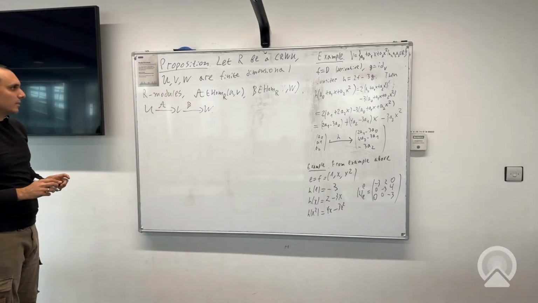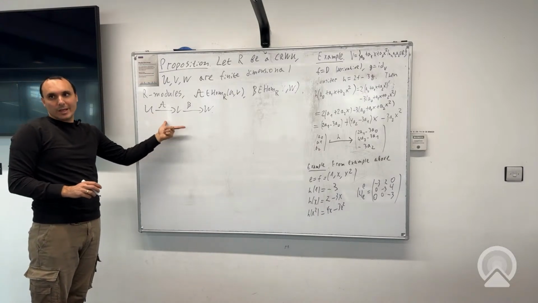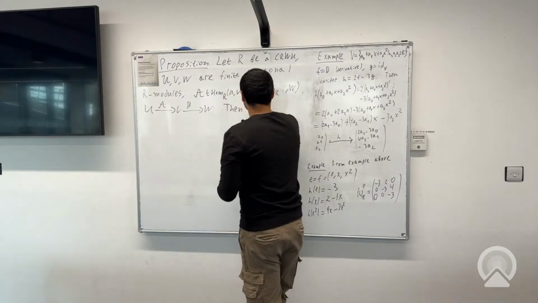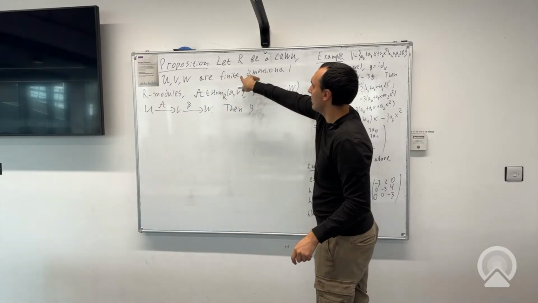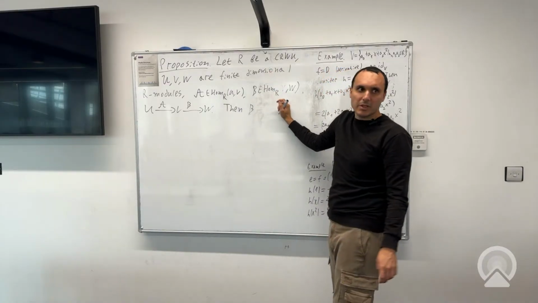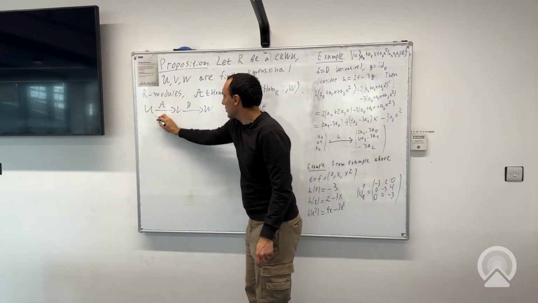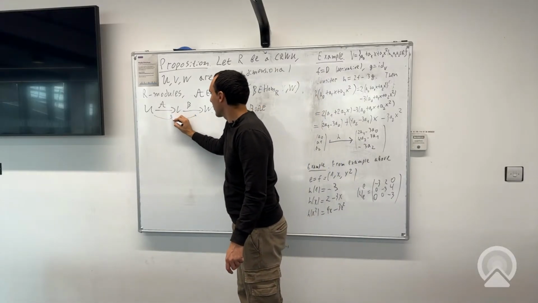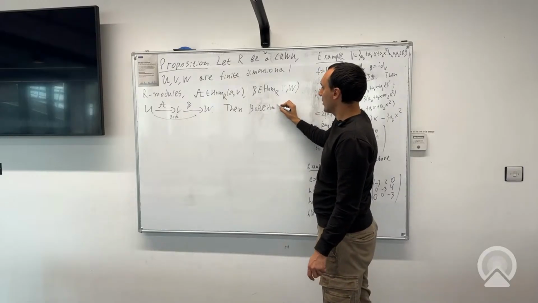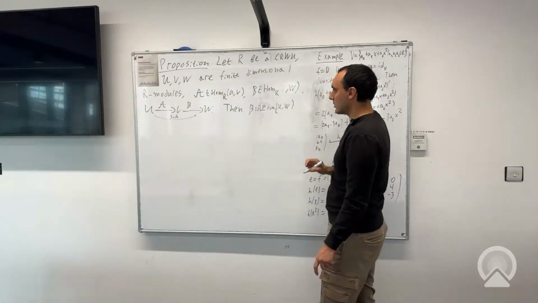I forgot to say, but the composition of linear maps is linear, I will say now. So then B, and it doesn't need to be, it can be any modules. They don't need to be finite dimensional. But the composition, this here, is a linear map from U to W.